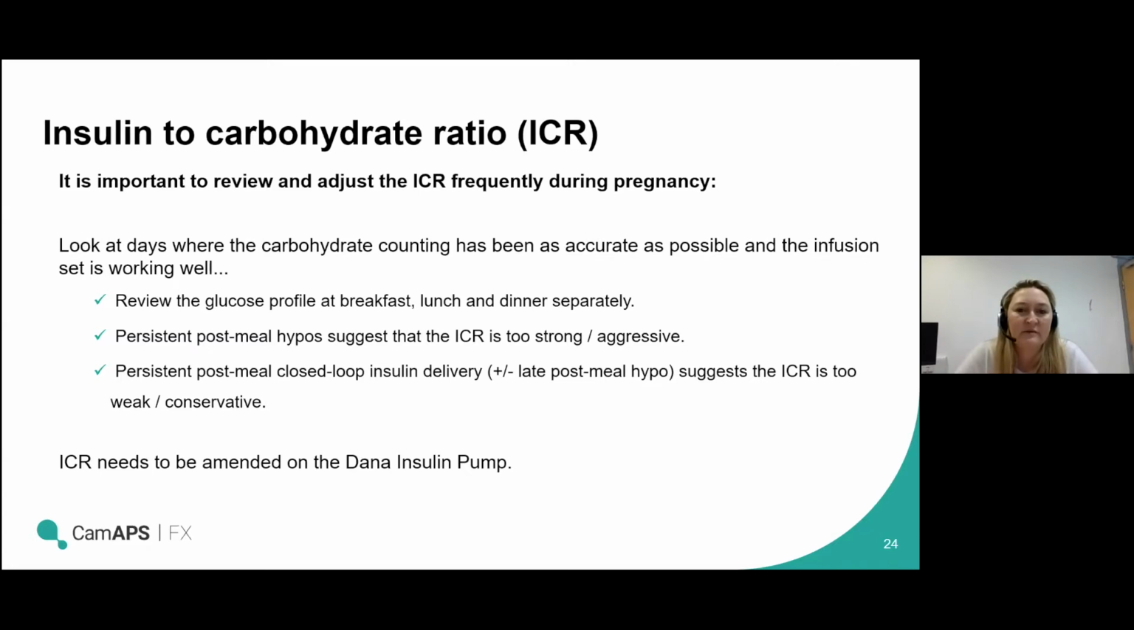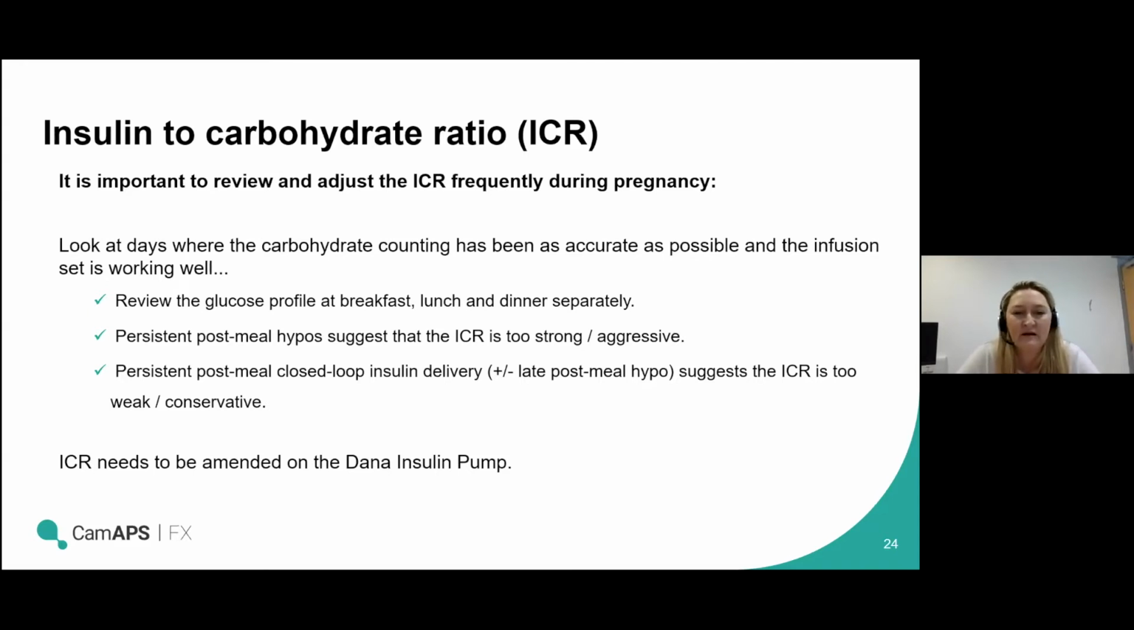So it's definitely important to review that insulin carb ratio, and you can see straight away, with the first meal on the first day, if it's looking like it's not working out. So what we'd encourage people to do is look at days where they're pretty confident their carb counting has been as accurate as possible, and then review the glucose profile. We've got some slides in a minute that will cover it, but at all times of day, at all meal times, and see if anything needs adjusting.